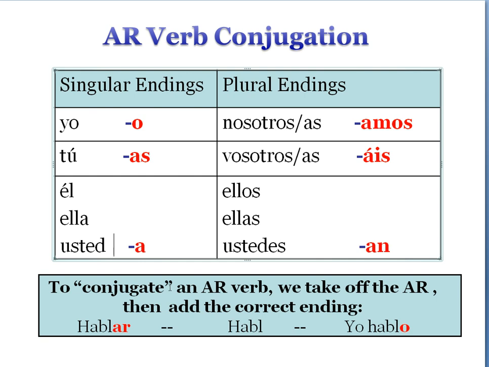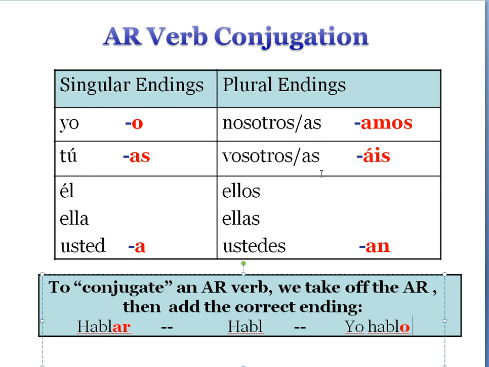The steps in order to conjugate a verb are, first, you're going to take off the AR, and then you're going to add the ending that matches the subject of the sentence. So again, we've got hablar, step 1. This is the infinitive. You're going to take off the AR, so you just have HABL. And then you're going to add the ending. So if you're talking about yo, you look up at your chart here, you look at yo, and you say, oh, I'm going to add O as the ending. So yo hablo means I talk.